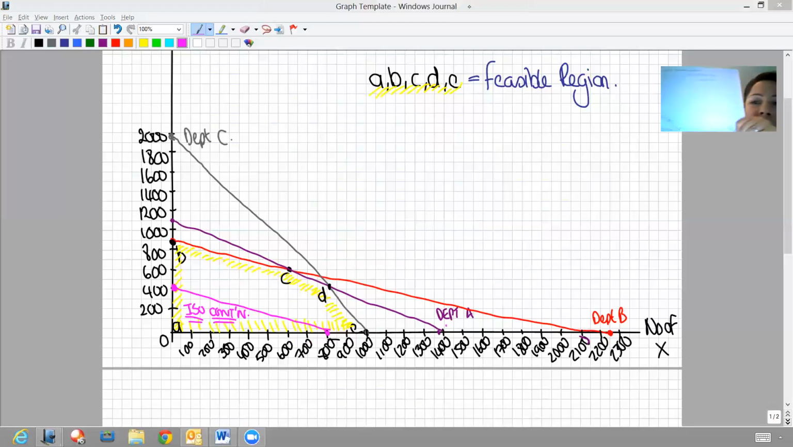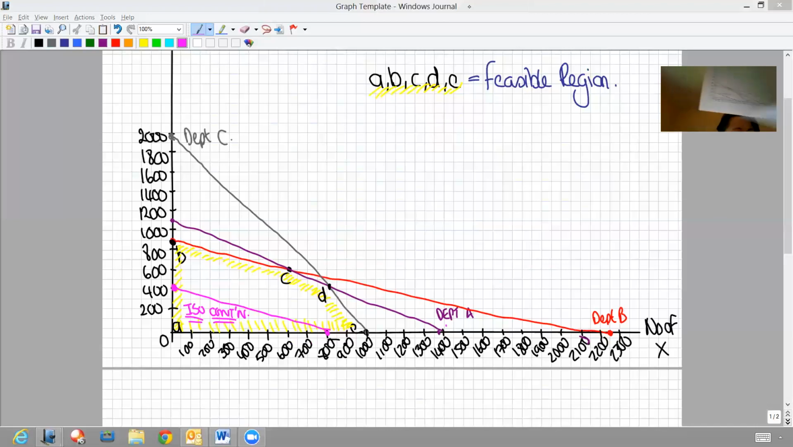Okay, just trying to get that in there. Okay, so you can see this is my hand-drawn graph, and you can see I've got nice straight lines. You can see my feasible region, and you can see my ISO contribution line.